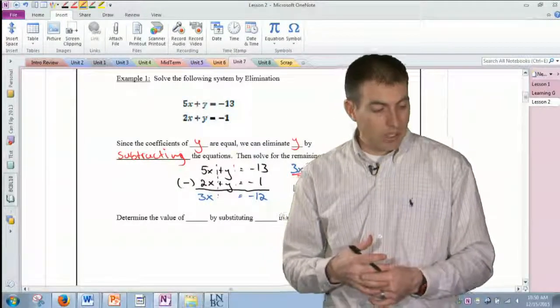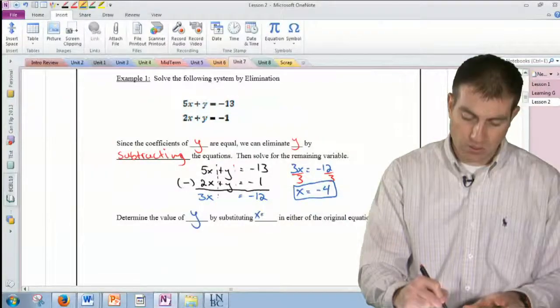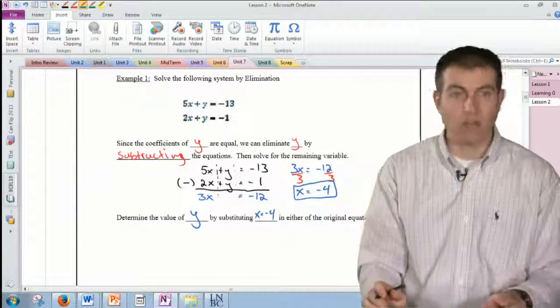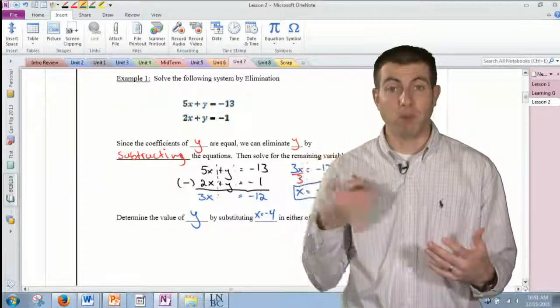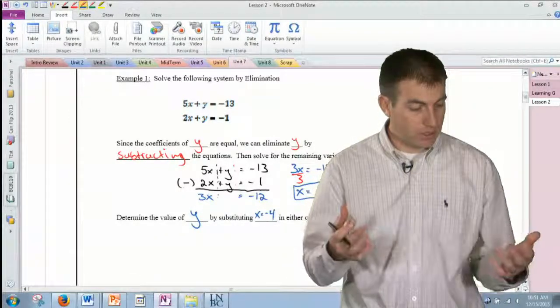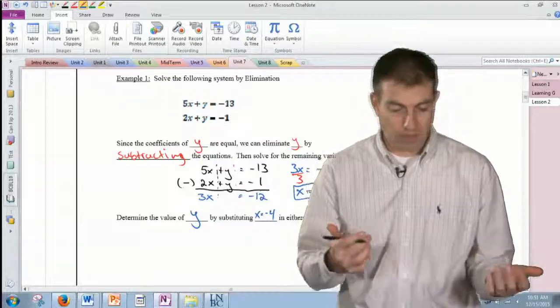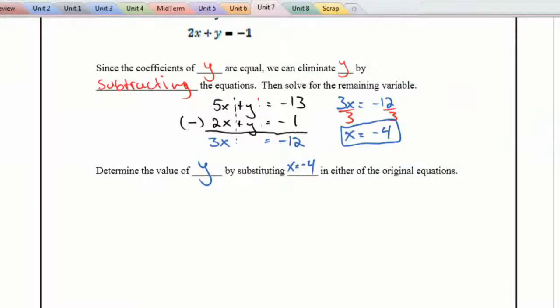So determine the value of y by substituting x as negative 4 into either of the original equations. Doesn't matter which one. Remember, the point we're finding should satisfy both equations, so the first and the second equation. It doesn't matter which one we pick. We have 5x plus y is negative 13 on the top, so maybe let's try that one. So I'm going to take one of my original equations, 5x plus y is equal to negative 13. That's what I started with from up above here.